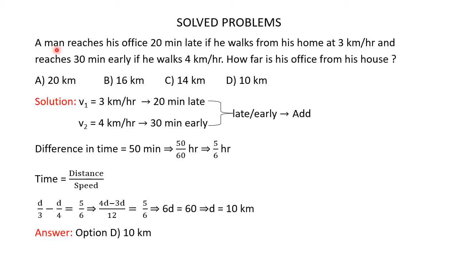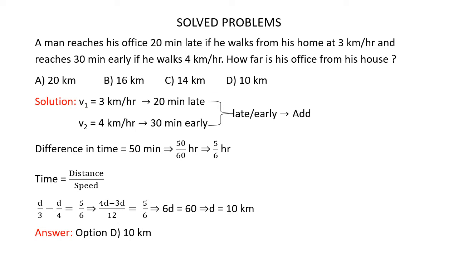A man reaches his office 20 minutes late if he walks from his home at 3 kilometers per hour and reaches 30 minutes early if he walks 4 kilometers per hour. How far is his office from his house? You're given four options here and you have to find out which of these options is the correct one.